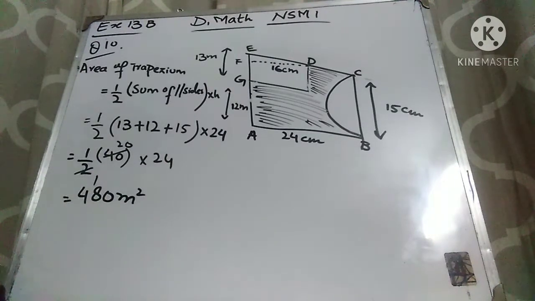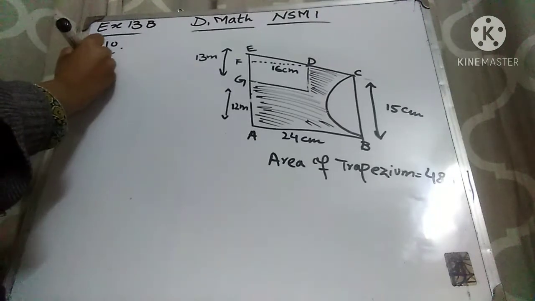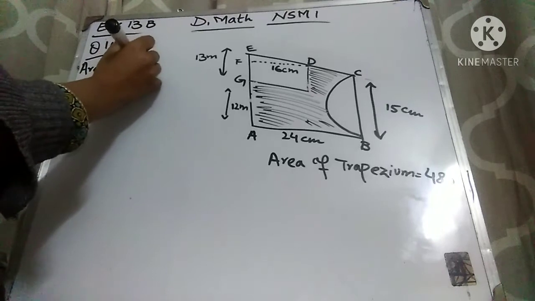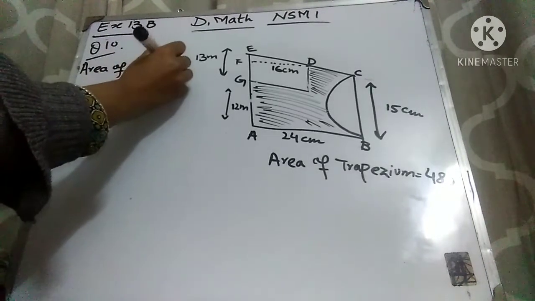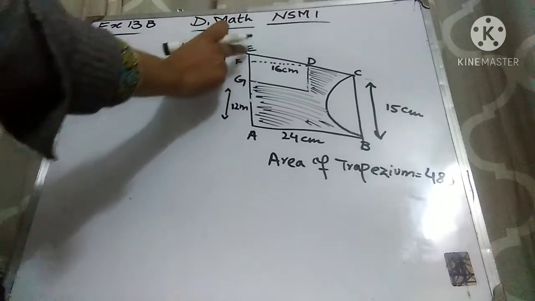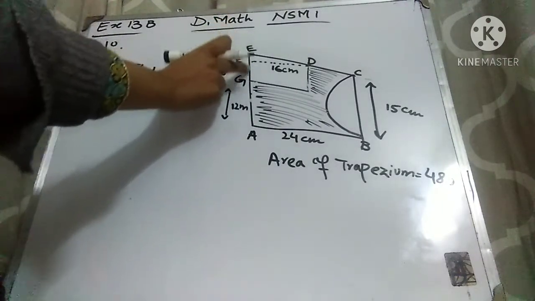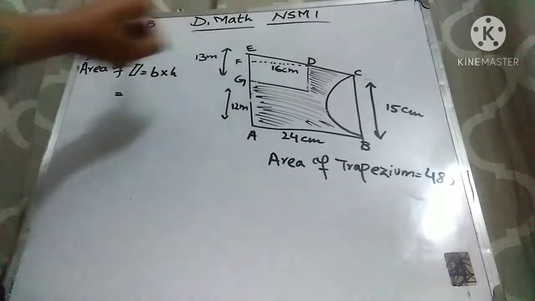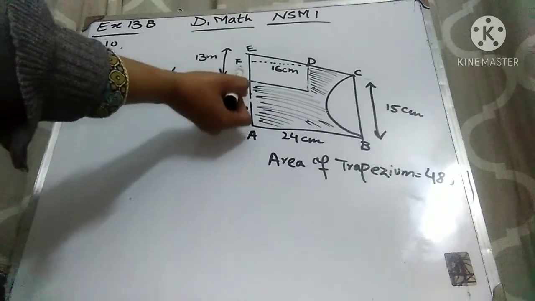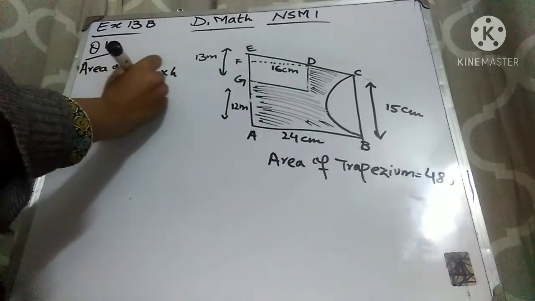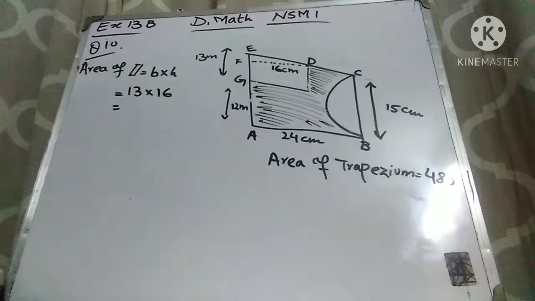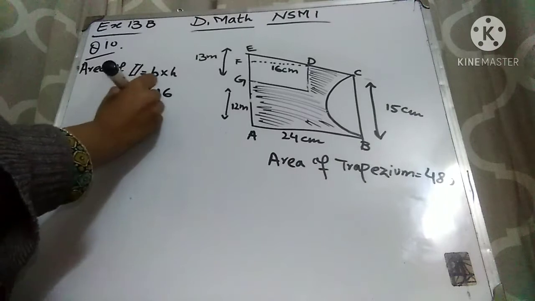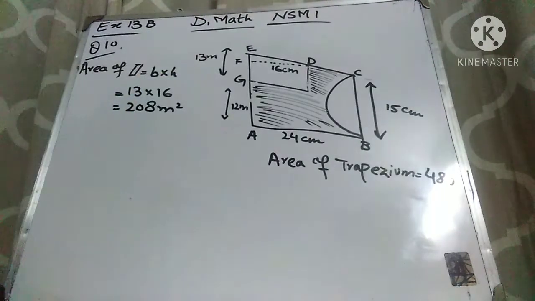Now we'll find the area of a parallelogram. Okay, students, the formula to find the area of a parallelogram is base multiplied by height. Now the base is given from E to G, this is the base of the parallelogram, and you know that any perpendicular line which falls on the baseline is the height. So the height is 16 and the base from E to G is 13. So 13 multiplied by 16 will be equal to 208. So 208 meters square is the area of the parallelogram.